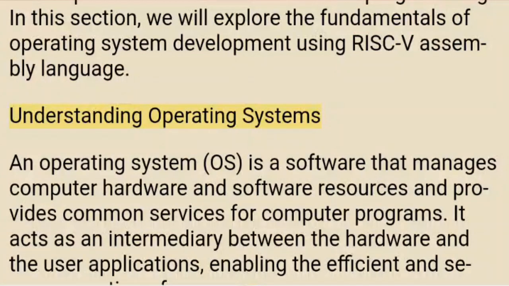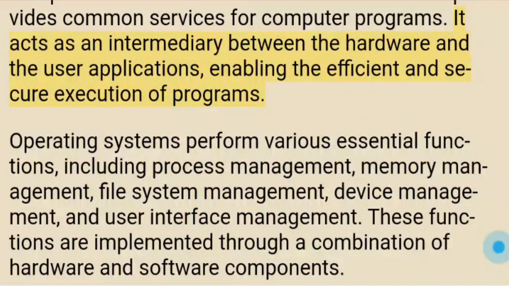Understanding operating systems. An operating system, OS, is a software that manages computer hardware and software resources and provides common services for computer programs. It acts as an intermediary between the hardware and the user applications, enabling the efficient and secure execution of programs. Operating systems perform various essential functions, including process management, memory management, file system management, device management, and user interface management. These functions are implemented through a combination of hardware and software components.